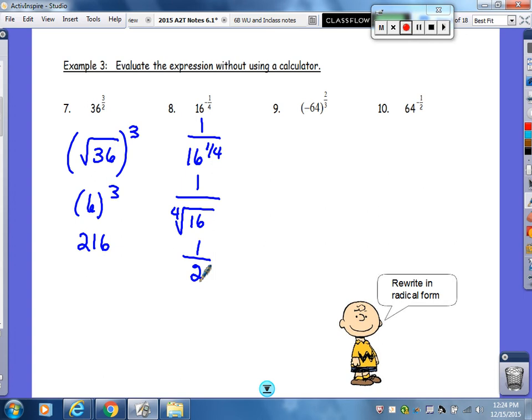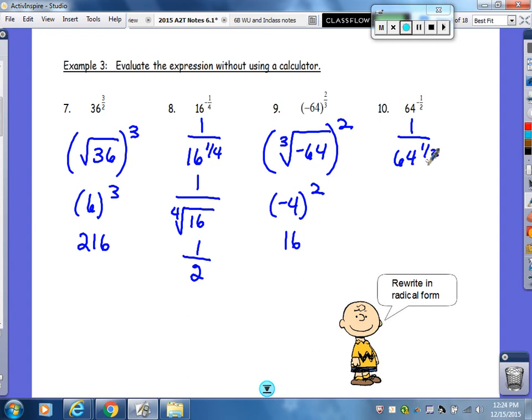Number 9. We want the cube root of negative 64, and then we're going to square it. The cube root of negative 64 is negative 4. Negative 4 squared is positive 16. Alright, one more. Negative exponent again, so we're going to rewrite this as 1 over 64 to the 1/2, which is 1 over the square root of 64, which is 1/8. When you're simplifying these, you never want to leave a negative exponent. That's part of our simplifying process.